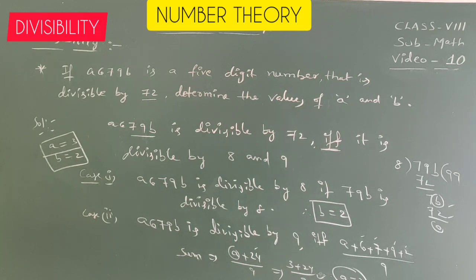For the first case, A679B is divisible by 8 if and only if the last 3 digits, 79B, are divisible by 8. Here the last 3 digits are 7, 9 and B. Only when B is 2 is it divisible by 8. That's why B is 2. Okay, next, case 2.